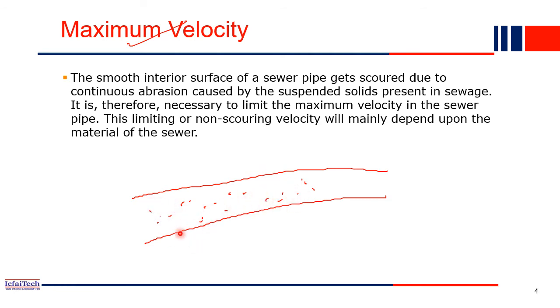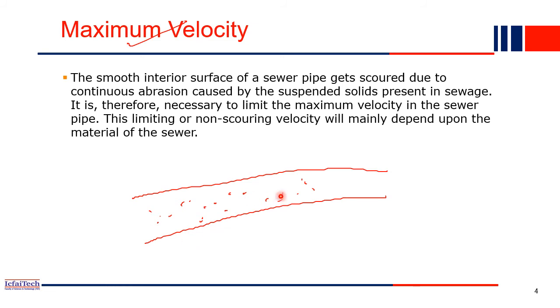So this suspended particle, whenever it travels from one point to another point, also interacts with the nearby bodies, the nearby pipe surfaces, right? There will be collision with the pipe surface, and because of this the wear and tear will take place in the pipe surface also. That's why the velocity also you have to maintain.